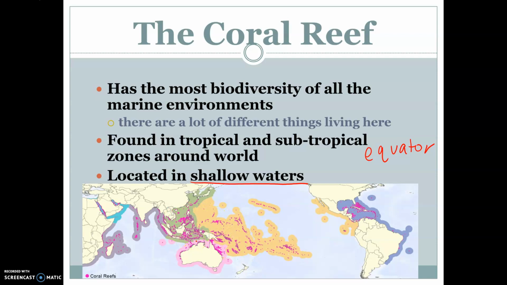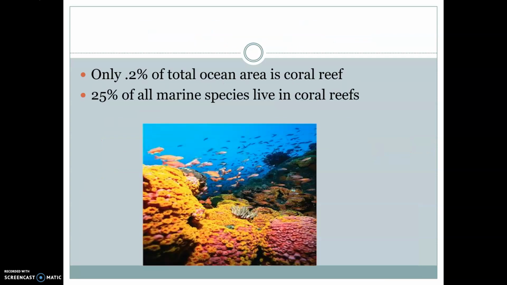This is actually where, off the coast of Australia and New Zealand, we're going to find the Great Barrier Reef, probably the most commonly known coral reef. Only 0.2% of the total ocean area is coral reefs. It's a really small percent, but 25% of all marine species live in these reefs. So it makes it a very populated area for such a small area of the world.